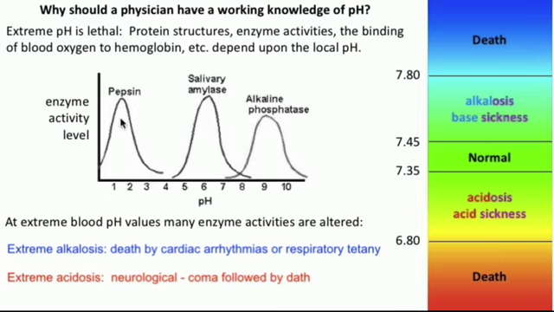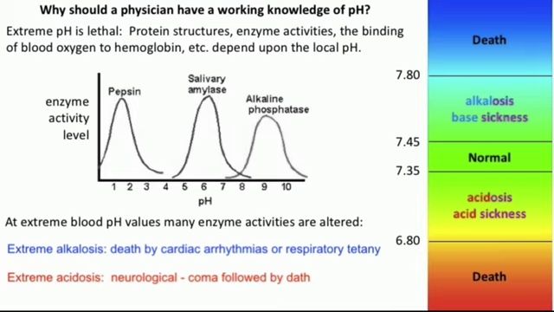For example, pepsin is a digestive enzyme in the stomach, and it's optimized to be functional between a pH of 1 and 2, because the stomach is acidic. Salivary amylase is a digestive enzyme in your mouth, and it is only active at a pH of about 6. Alkaline phosphatase is only active at a pH of about 9.